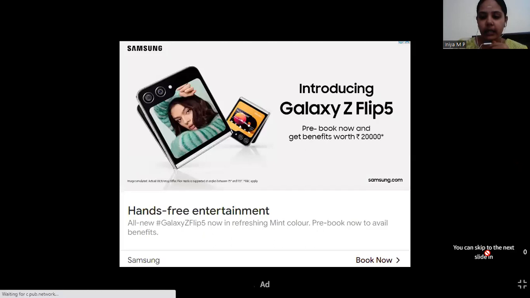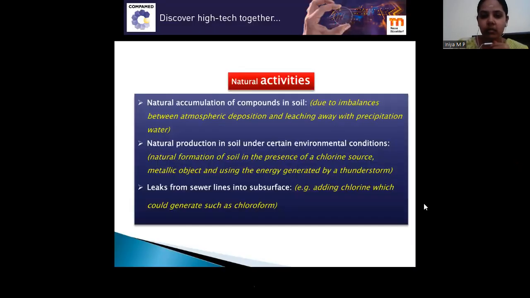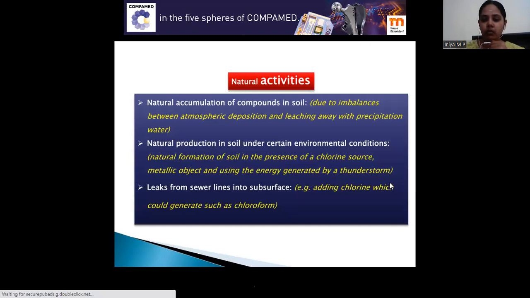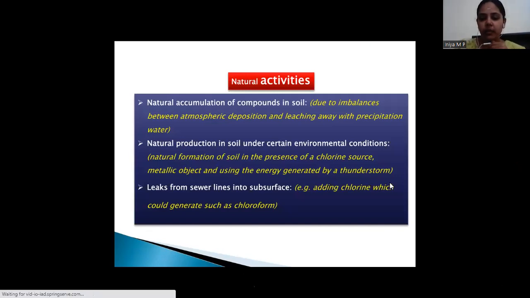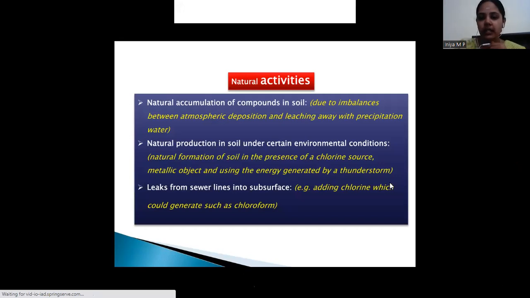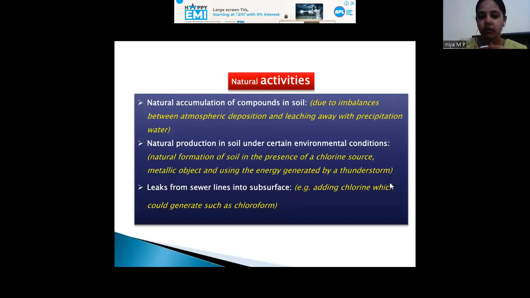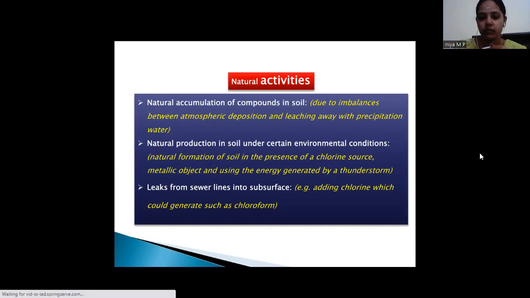Then natural activities of soil contamination. Natural accumulation of compounds in soil due to imbalances between the atmospheric deposition and leaching away with the precipitation water. The natural production in soil under certain environmental conditions, such as natural formation of soil in the presence of a chlorine source, metallic object and using the energy generated by thunderstorm. The leaks from sewer lines into the subsurface, for example, adding chlorine which could generate such as chloroform.